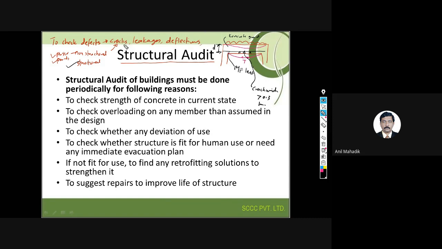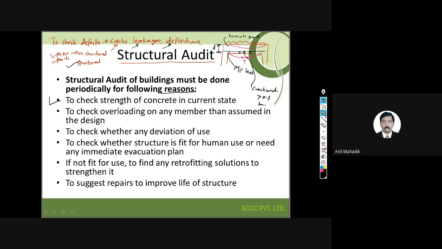So identification of cracks. Then if there are leakages, all of you know that due to leakages there will be corrosion in the reinforcement, so you should do waterproofing or remedial measures. Then there should not be any excessive deflections, which cause problems to serviceability. You can measure the deflections also in the structural audit. So first we'll see the reasons for doing this. If there are cracks, leakages, deflection, there may be a problem to the structure. We should identify that, and for that we do the structural audit.